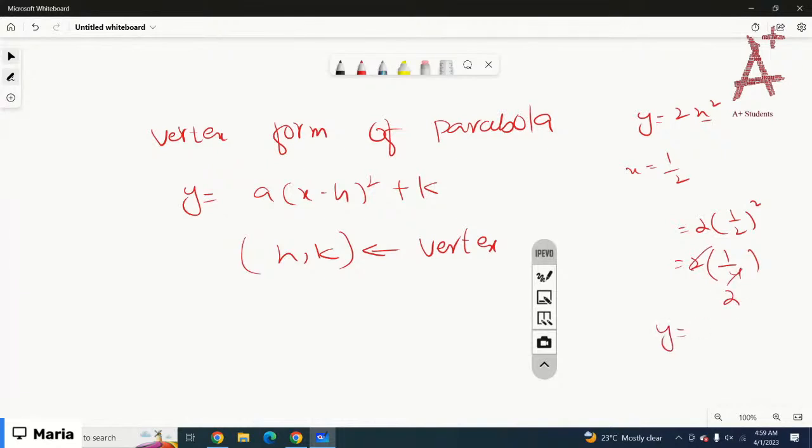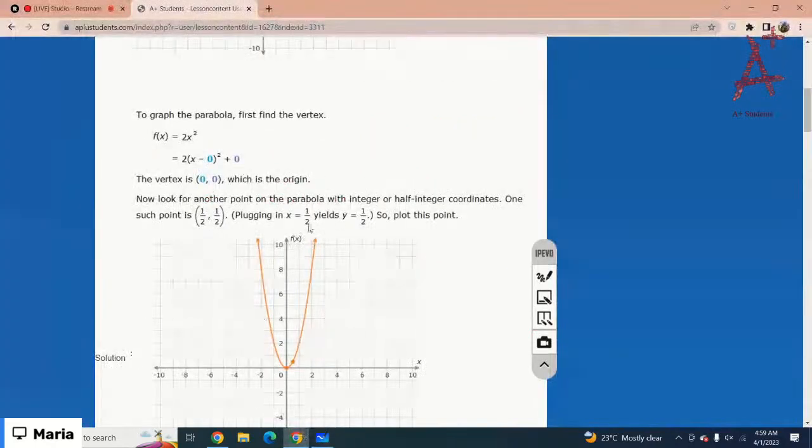So that means when x equals 1 over 2, y equals 1 over 2, you have to select any point on the parabola. Got it? So now one point and the vertex, you have to use these 2 points, just join these and form a parabola. Got it? So this is basically the parabola. Got it?